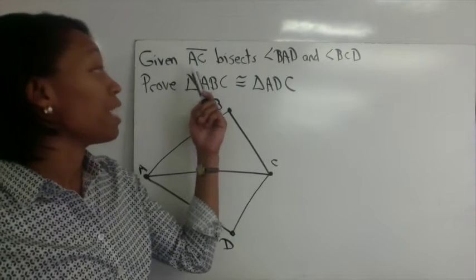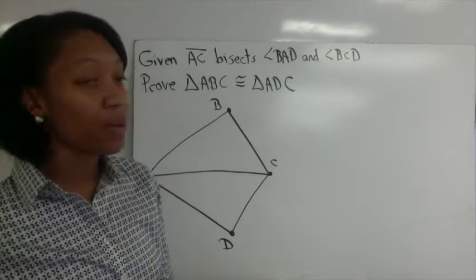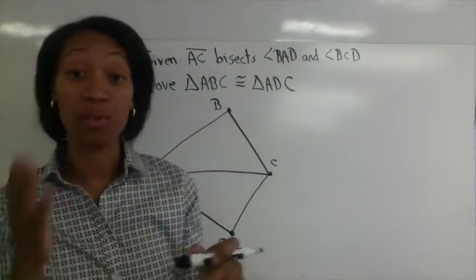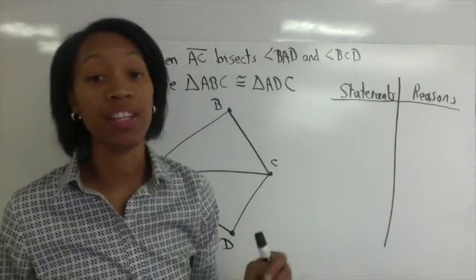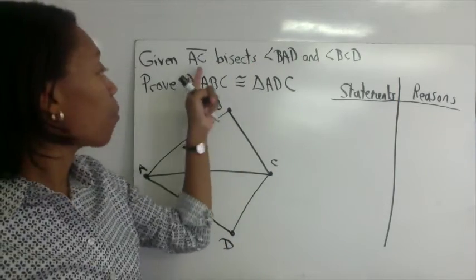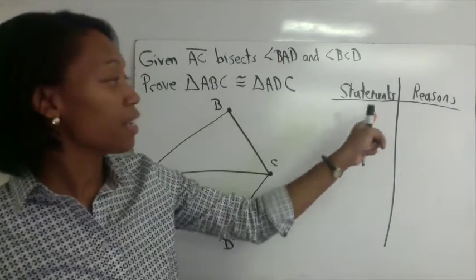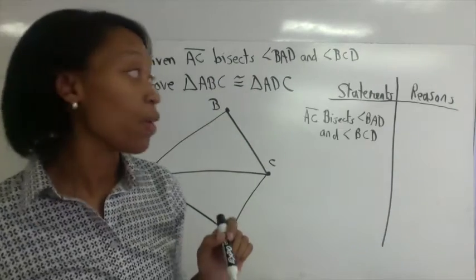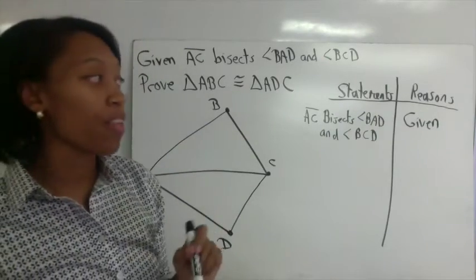This time I'm given that AC bisects these two different angles. So let's go ahead and set up our two columns. And I know that my very first thing here is going to be whatever is given to me. So I'm going to copy down this given statement about AC bisecting both these angles into my statements column. Why do I know that? Because it was given.